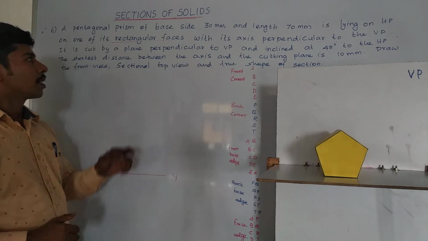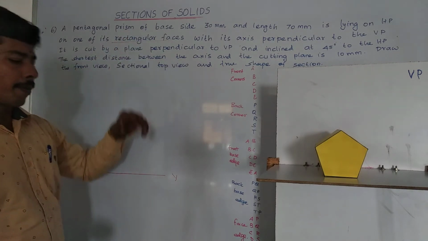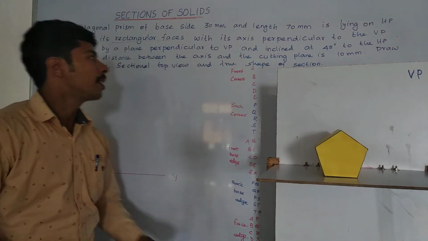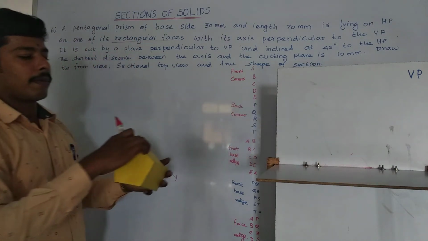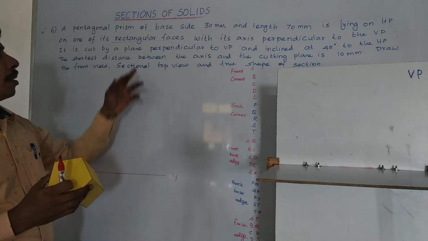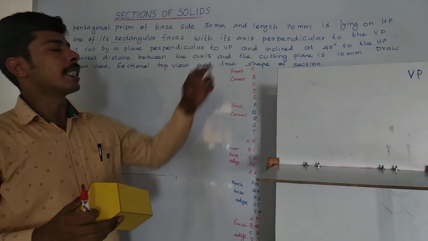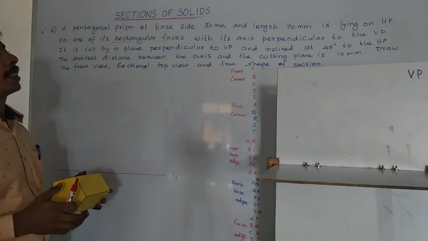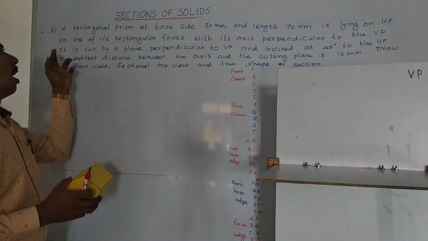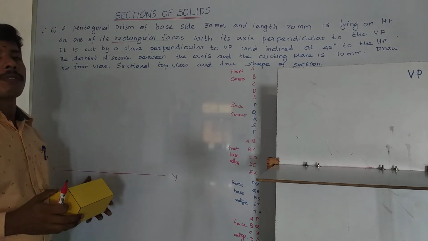Good morning, students. In this session, I am going to solve a problem on sections of solid. A pentagonal prism. So the base is a pentagon, base 30 mm and length 70 mm. Length means the height is 70 mm. It is lying on HP on one of its rectangular faces.